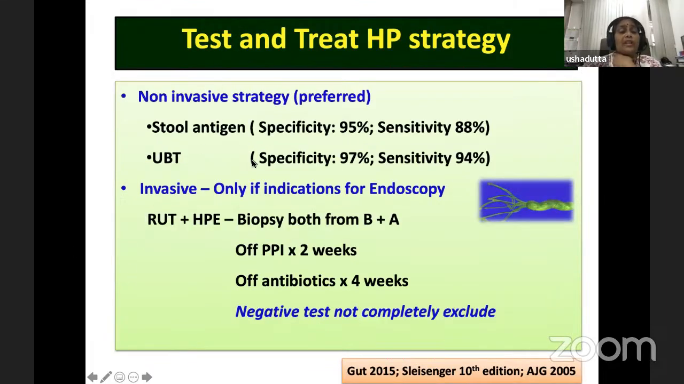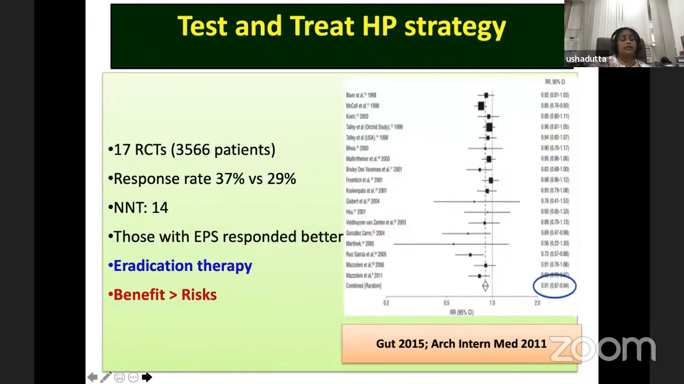So as I said, the non-invasive strategy is stool antigen and urea breath test. They have a specificity of about 95 to 97%, but it also has a problem that the sensitivity is only 88% for the stool antigen. So we may miss 12%, and we should keep the patient off PPI and antibiotics prior to the stool antigen testing, urea breath testing, as well as RUT. You do endoscopy only if there are warning signs or we are suspecting something sinister. And a negative RUT does not exclude H. pylori as highlighted above.